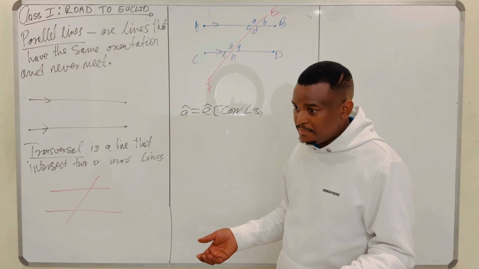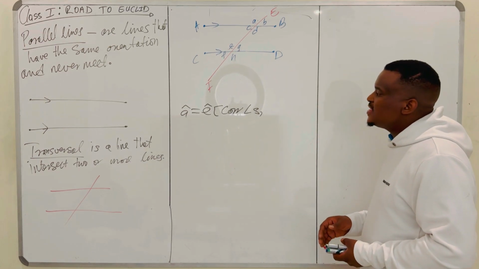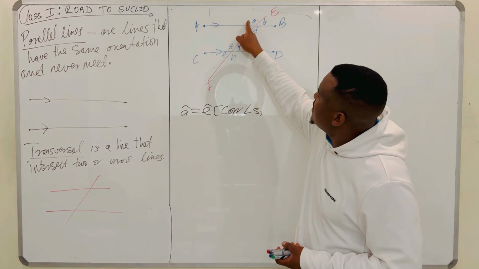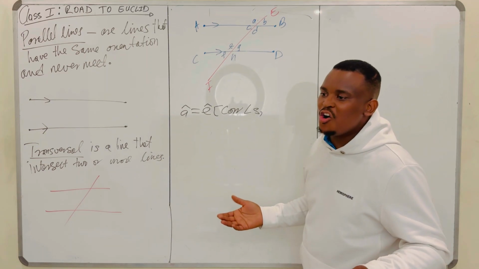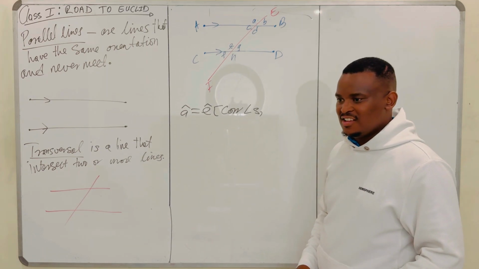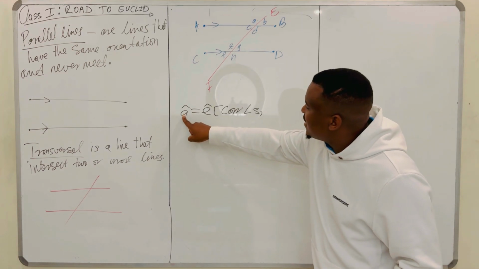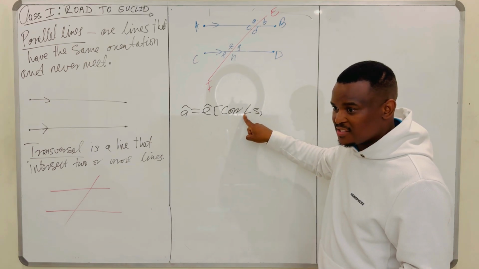Are you guys with me? Yes. Okay. So in this case, we're saying angle A is equal to angle E. Why? Because they are corresponding angles on parallel lines. So what you need to say is, my angle A is equal to angle E, they are corresponding angles.